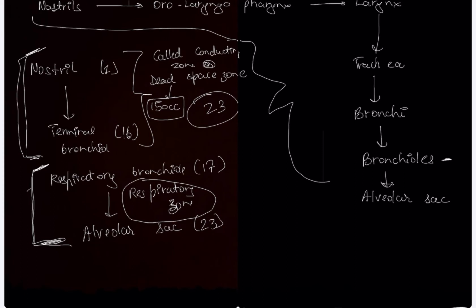Sorry, this 150 cc air is the air which is present between the nostrils and the terminal bronchioles. It's just a conceptual thing, just try to remember this. I hope you got it.